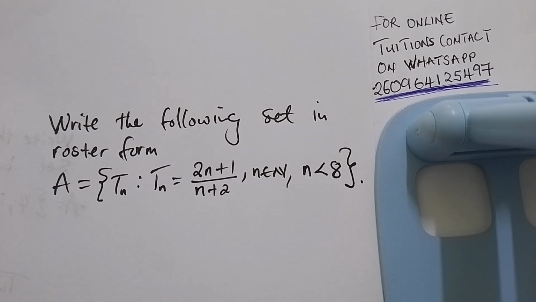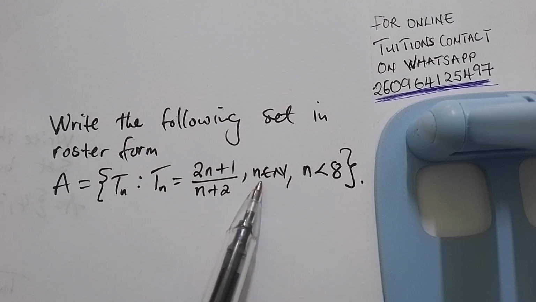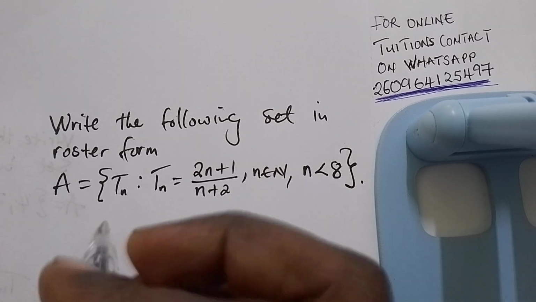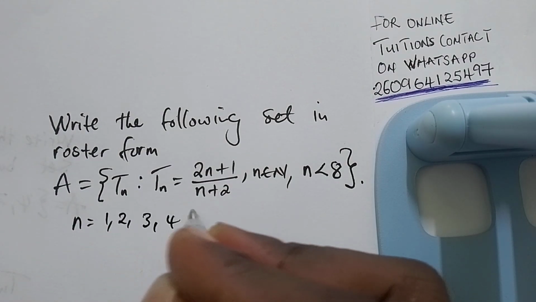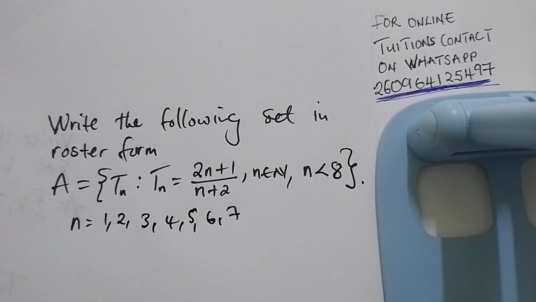Given this question here, you write the following set in roster form. Okay, given this set in set builder notation, we want to write it in roster form. Since the formula is already given and n is said to be from the set of natural numbers where n is less than 8, this means that n is equal to 1, 2, 3, 4, 5, 6, and 7. These are the values of n.